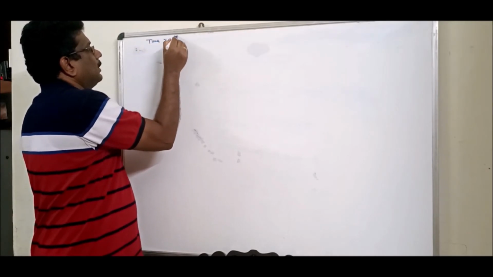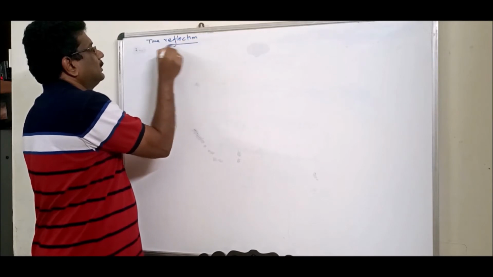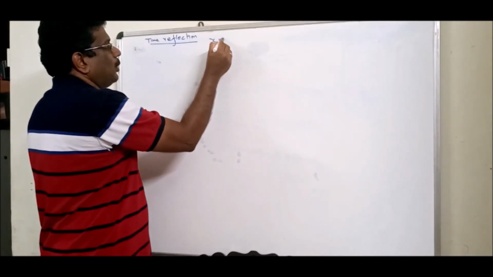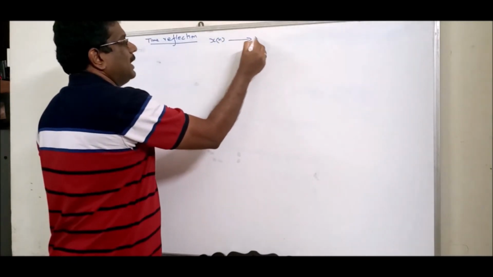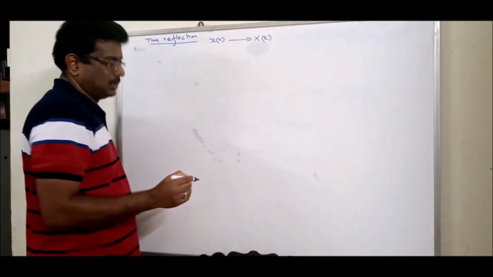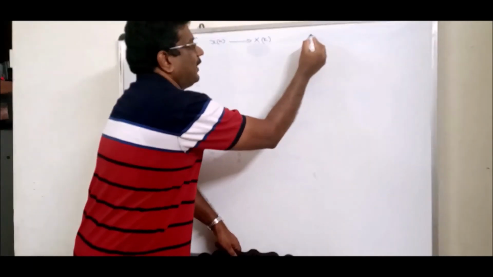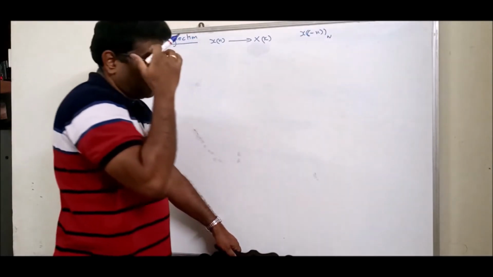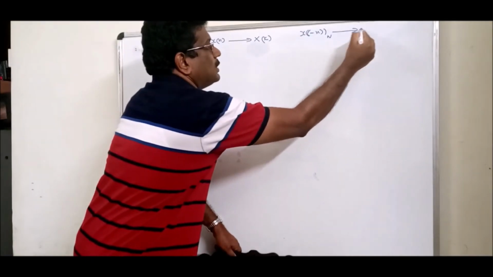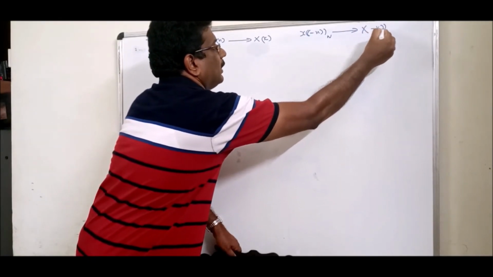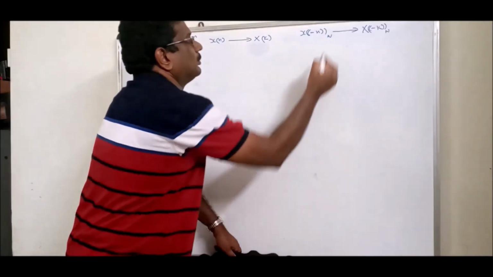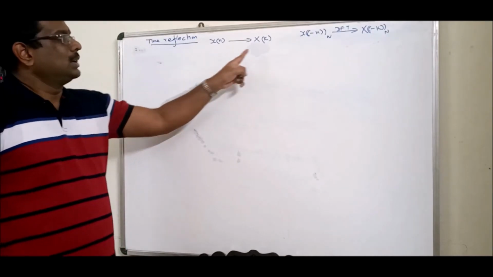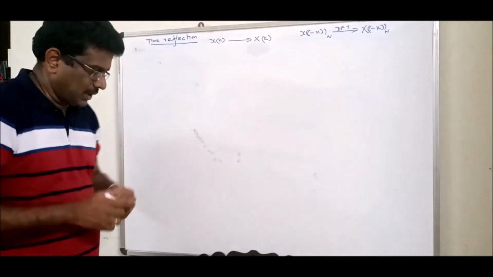Time reflection. We can even say reversal. This is the time domain. What is its DFT? Frequency domain. If the time domain is reflected, x of minus n double bracket n, then what will happen in the frequency domain? It is also reflected. This is a property. So what is the property? If the time domain is reflected, then the frequency domain is also reflected.